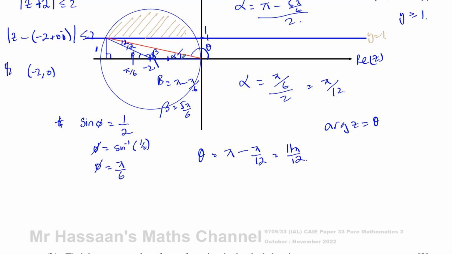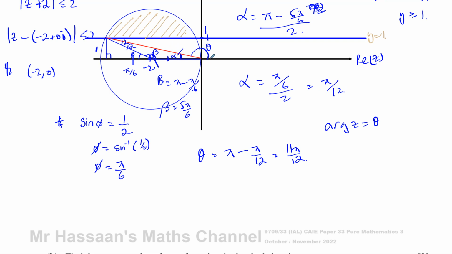Once we found beta, we can find alpha. Why? Because alpha is part of this isosceles triangle. This is 2, this is 2. So we can say 180 minus this angle, that was finding alpha here, 180 minus 5 pi over 6, over 2. Sorry, this is beta. So basically we found 180 minus beta, divided by 2. That gave us alpha, which is pi over 12.